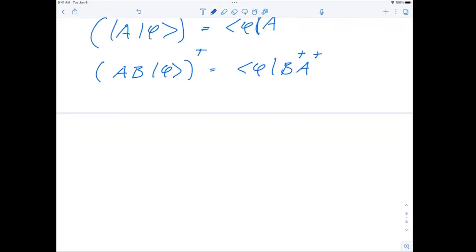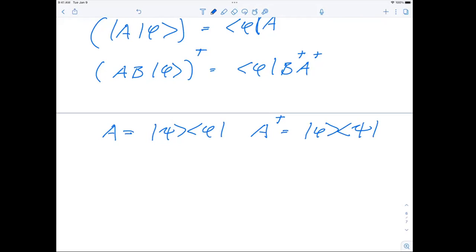And finally, if I now define my outer product between two states, psi and phi, then what I have is that if this is now an operator, I take the Hermitian conjugate, this is the same as phi multiplied with psi. And I hope you can see the difference between my psi and phi's here.